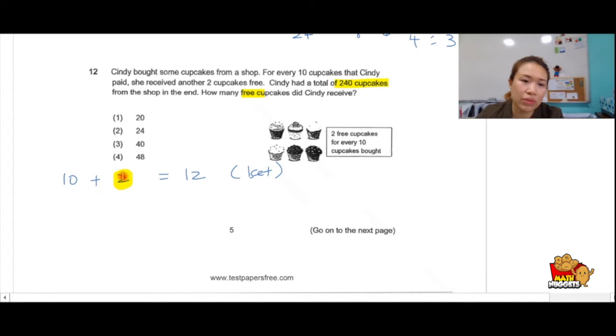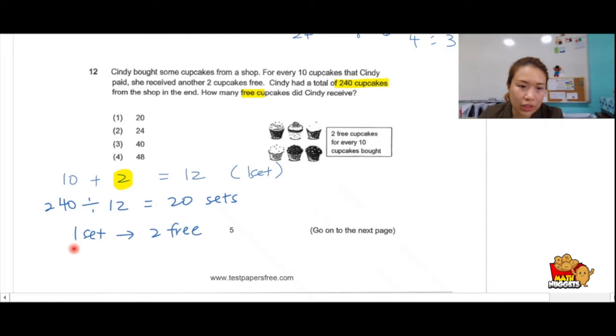So this is the free in one set. If she received a total of 240, each set has 12 cupcakes. This tells us that there were 20 sets. In one set, 2 free. So if we have 20 sets, that will be 20 times 2, 40 free. Option 3.